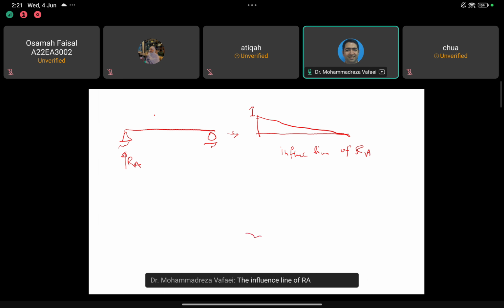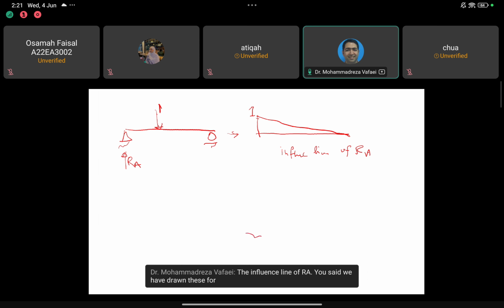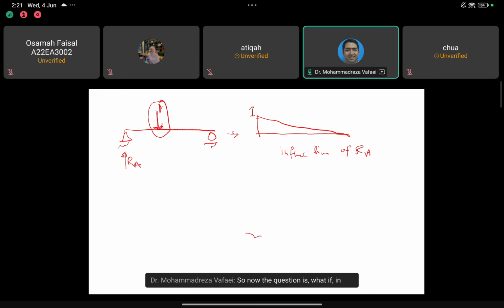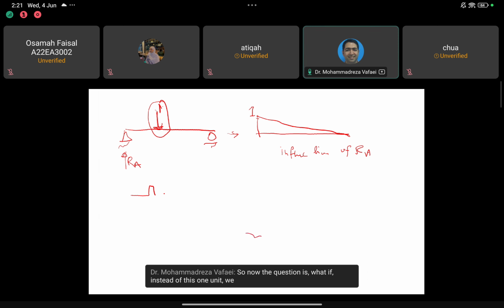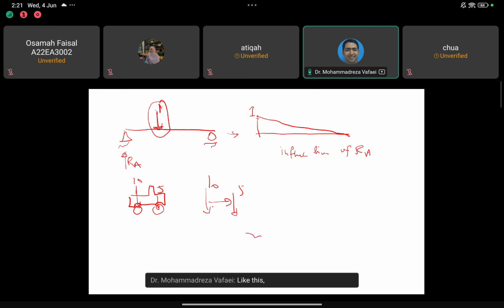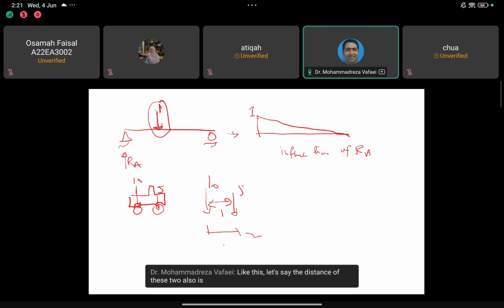We said we have drawn this for a unit load car that is passing over our bridge from left to right. So now the question is, what if instead of this one unit, we had a car that has 2 point loads representing two wheels of the car, and one of them is larger than the other one. Let's say this one is 10 and this one is 5. In other words, we have a loading condition like this. Let's say the distance of these two also is 1 meter.